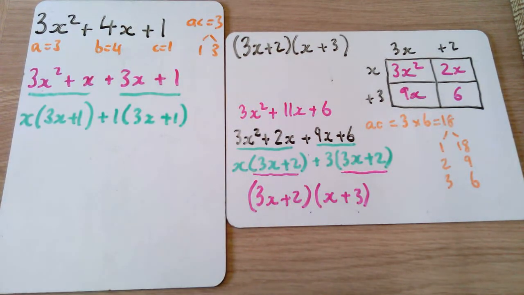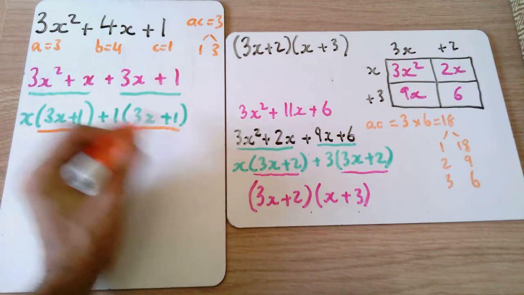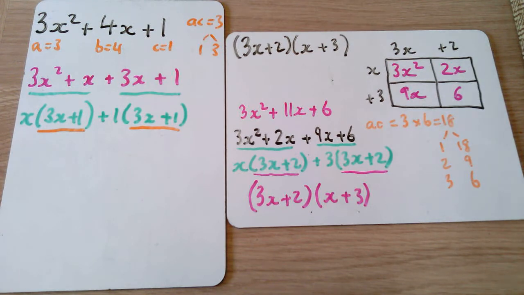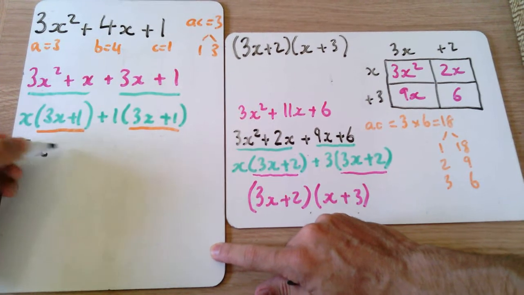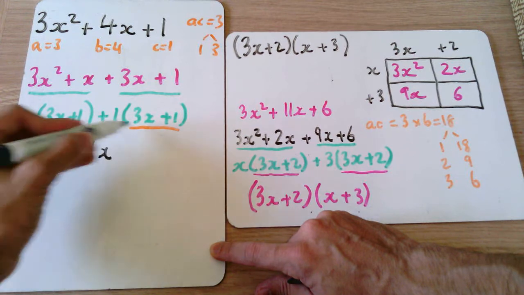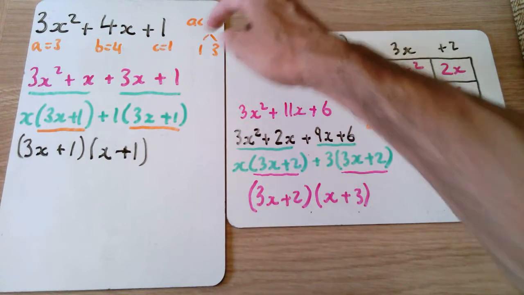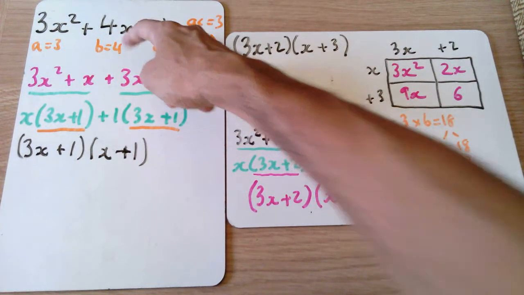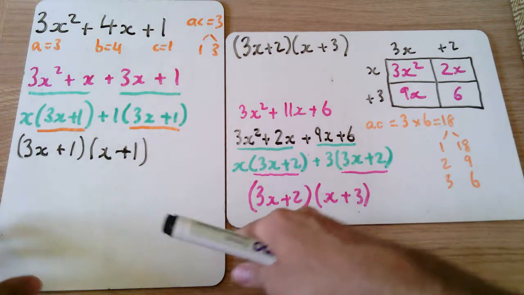Now, we can see that this is correct because we said we must have the same value in both brackets. We have over here the 3x plus 1, and we have over here the 3x plus 1. So if we take out a factor of that 3x plus 1, from this side we're left with x, and from this side we're left with plus 1. So we follow the same process there: AC, split the middle expression, and then factorise out in pairs. Okay, I'm going to bring it to our next example.